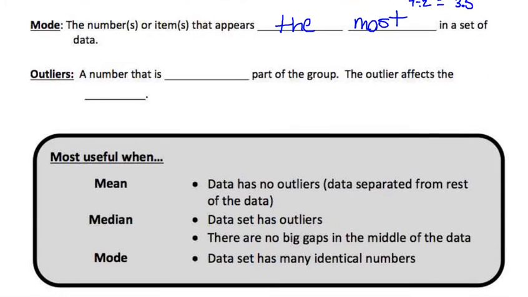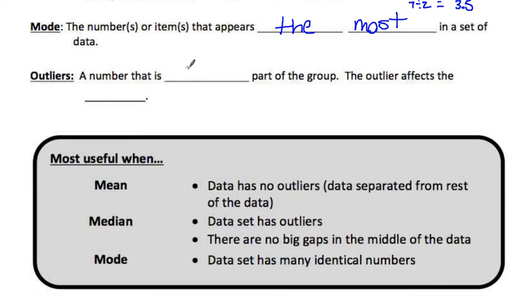Now, the other thing we need to talk about is an outlier. An outlier is a number that is outside part of the group, and an outlier affects the mean. And you guys see this with your grades a lot. So if you get, say you get an F on a test, that F on your test drops your grade very quickly for that class. Now, if you get an A and you've gotten a whole bunch of other A's, it's more likely to stay an A and stay the same. But if you get an F, it drops it very quickly because the F is an outlier. It's outside the rest of the data set.